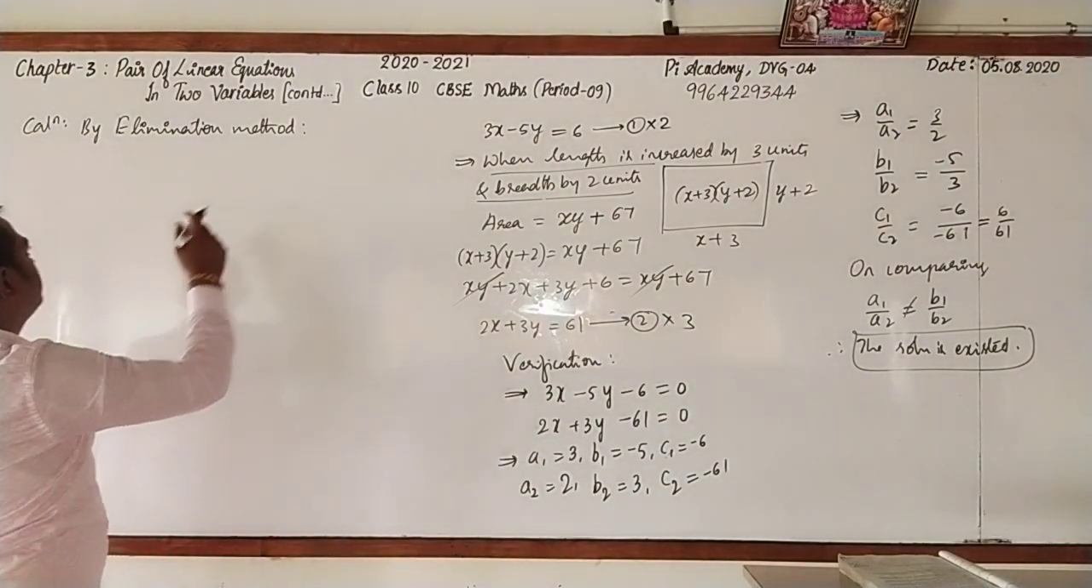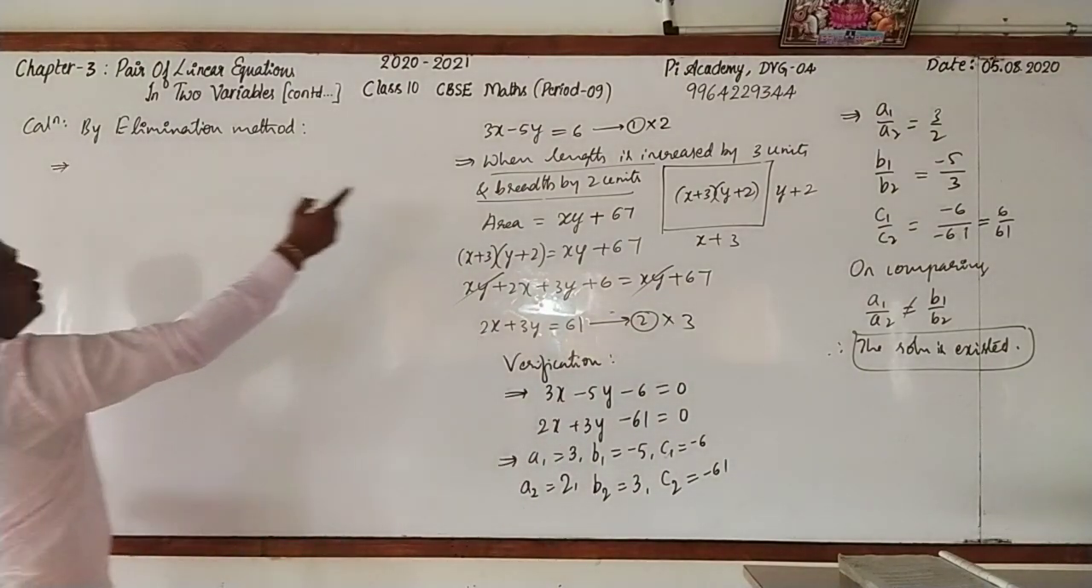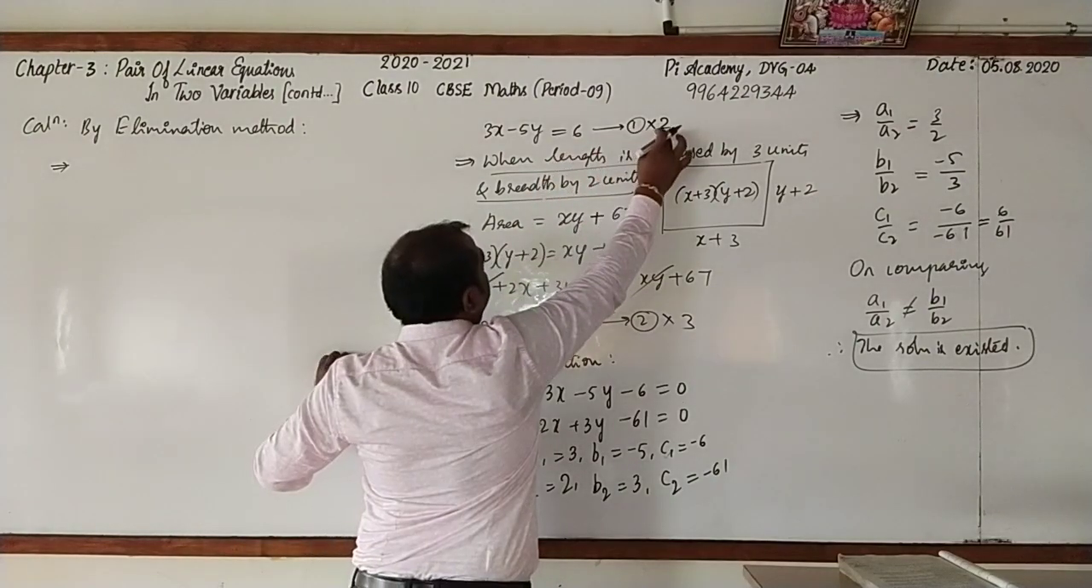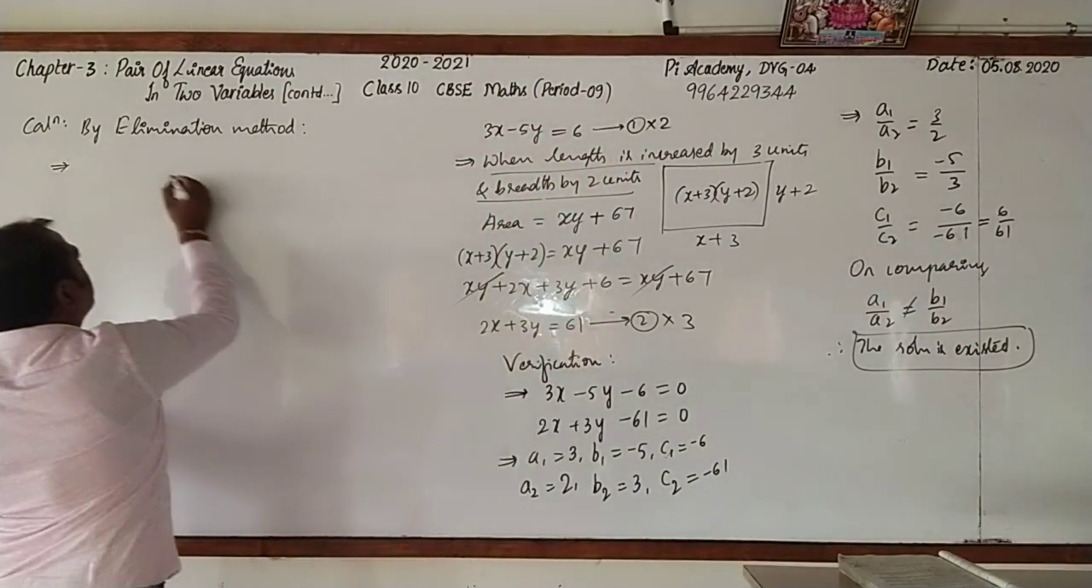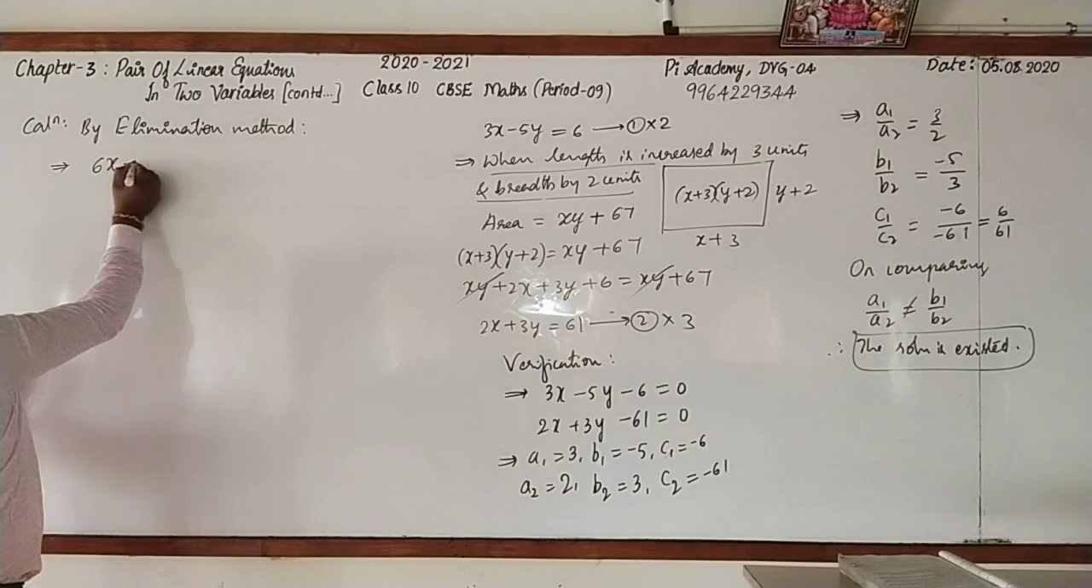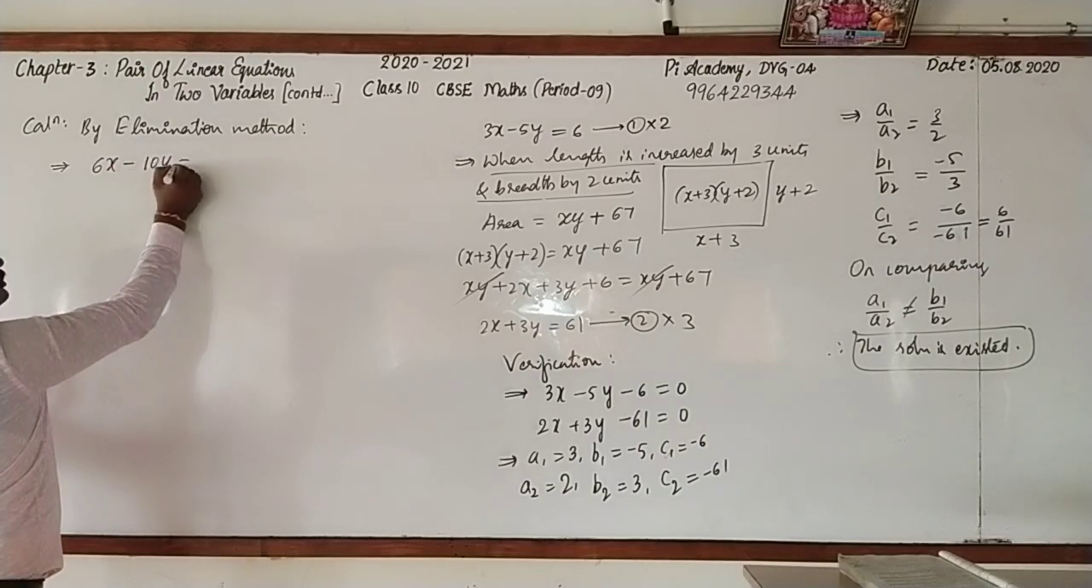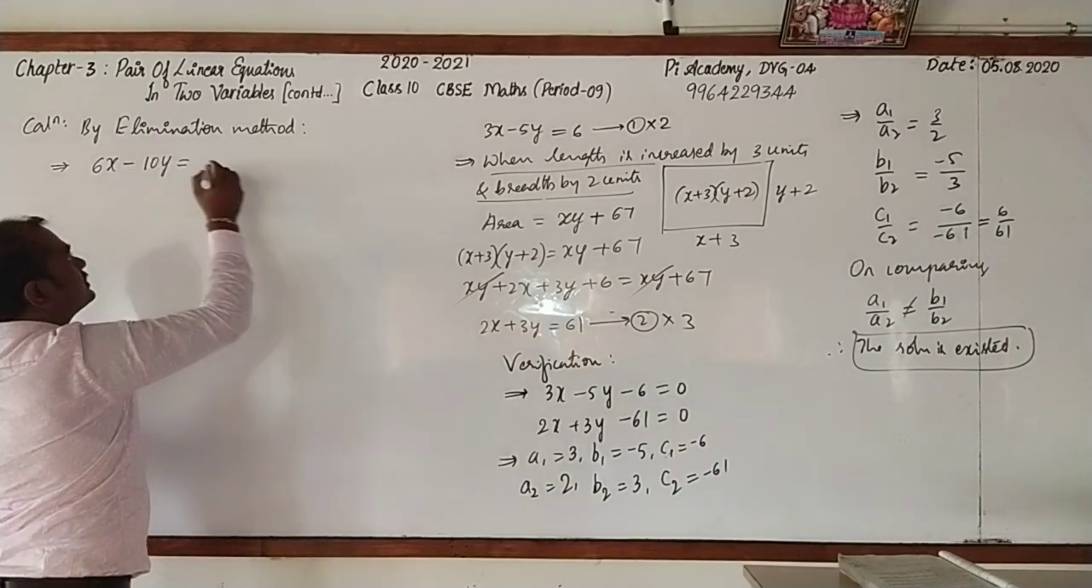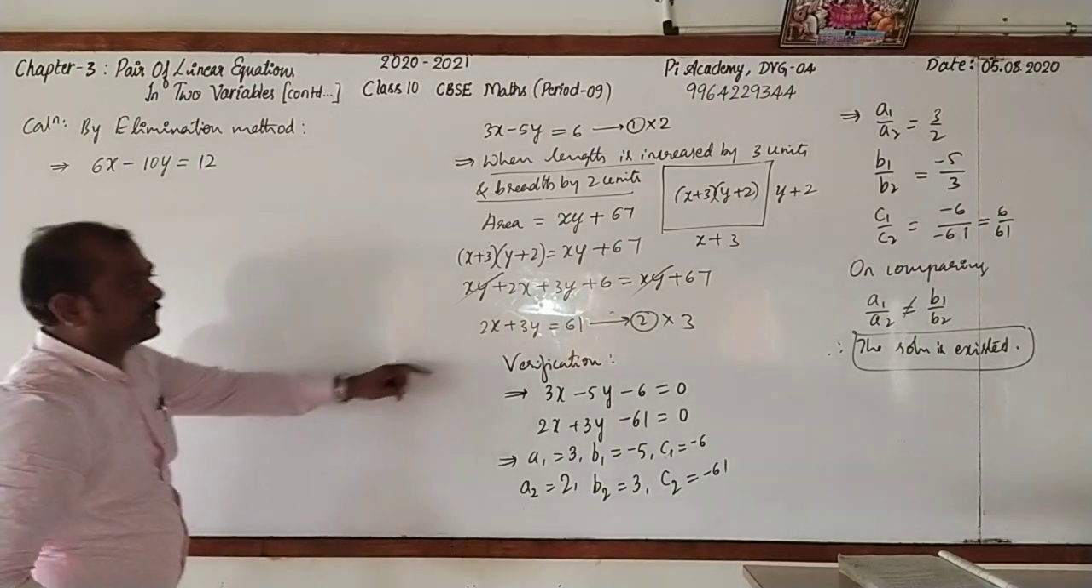Clear? Multiply equation 1 by 2. 2 3s are 6, 6 into x, 6x. 2 5s are 10 into y, 10y. 2 6s are 12.